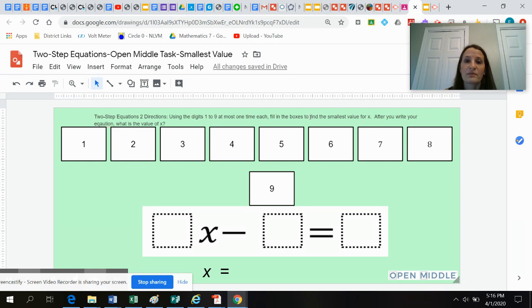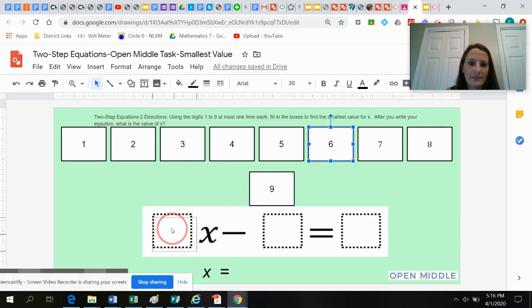You found that x was equal to 1. You wrote a great equation. However, there is an equation where x is actually less than 1. So let's take a look at some of those equations. All right, so let's take a look at, some of you guys wrote 6x.